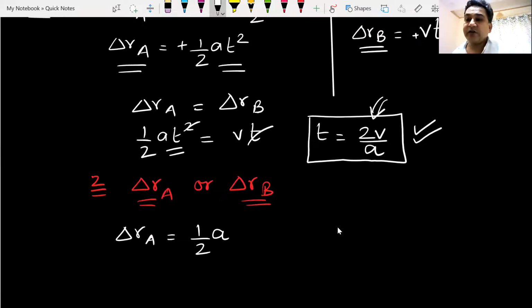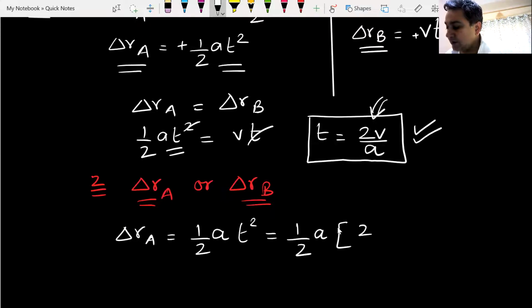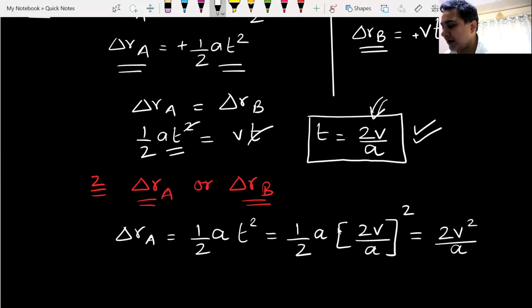You know the value of time is 2V by A. So in half AT square, just put the value of time. Time is 2V by A. You square it and you will get your answer. And your answer, I think, will be 2V squared by A. Am I correct? Anyone got this answer of displacement of body A? 2V squared by A.